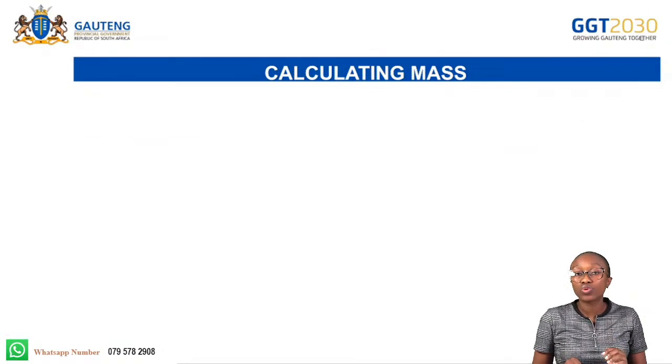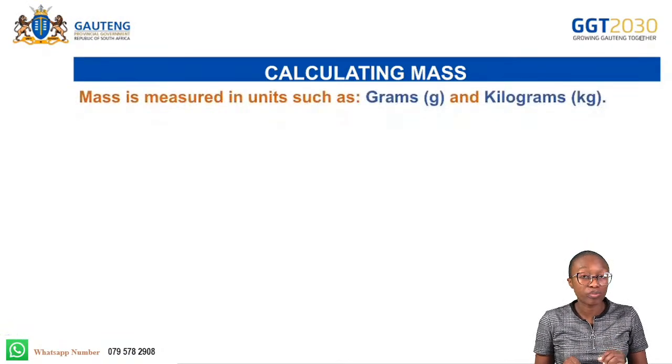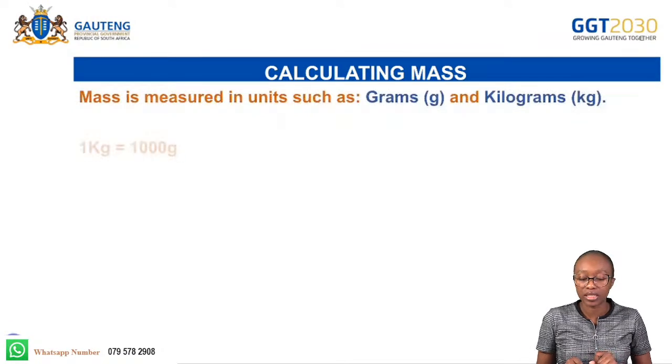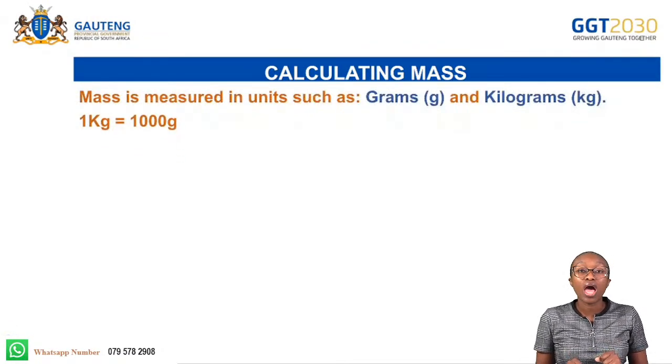Now, how do we calculate mass? So mass, remember, is measured in grams and in kilograms. So 1 kilogram is equal to 1,000 grams.